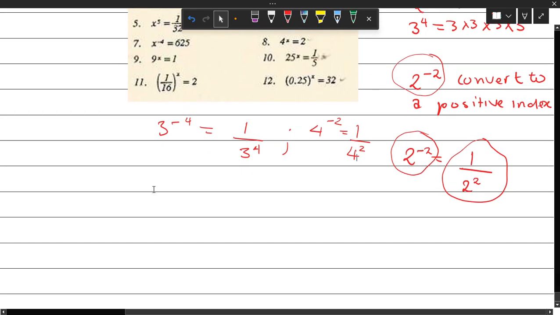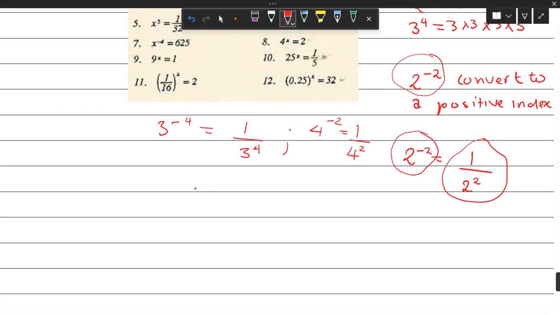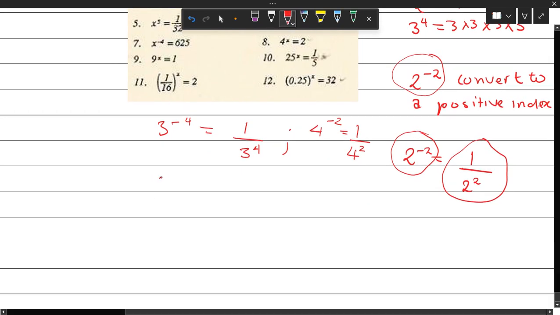So you should know that if I write 2 to the power negative 3, this is the same as 1 over 2 to the power 3, which is 1 over 2 multiplied by 2 multiplied by 2, which is equal to 1 over 8.